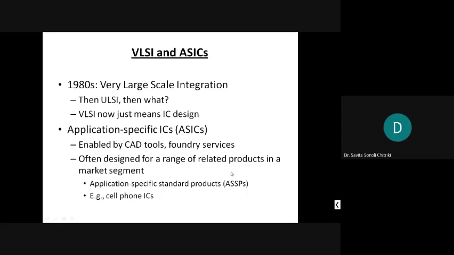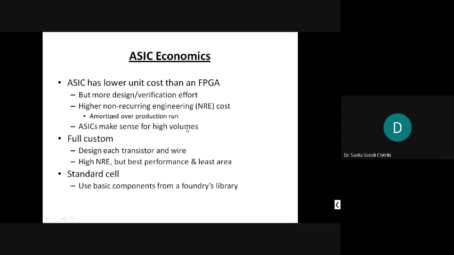Often designed for a range of related products in the market segment, we call them application specific standard products, ASSP. You can write these long forms down. ASICs and ASSP. The best example is always given as the cell phone. A cell phone has integrated circuits, those are cell phone ICs, right? ASIC has lower unit cost than the FPGA.